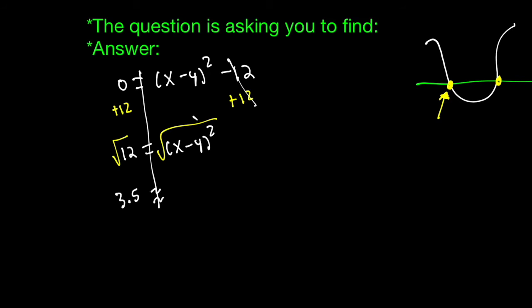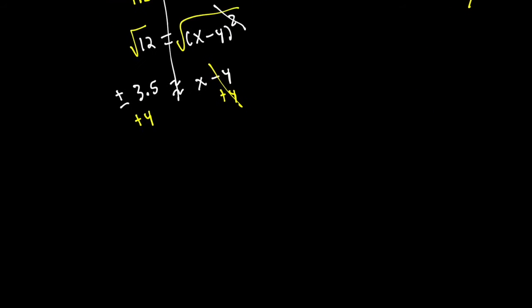And on the right hand side, the square and the square root are going to cancel out, leaving me with x minus 4. And also on the left hand side, we actually have a plus or minus. Now to isolate x, we have to add 4 on both sides. And on the right hand side, I get x by itself, so x is isolated.